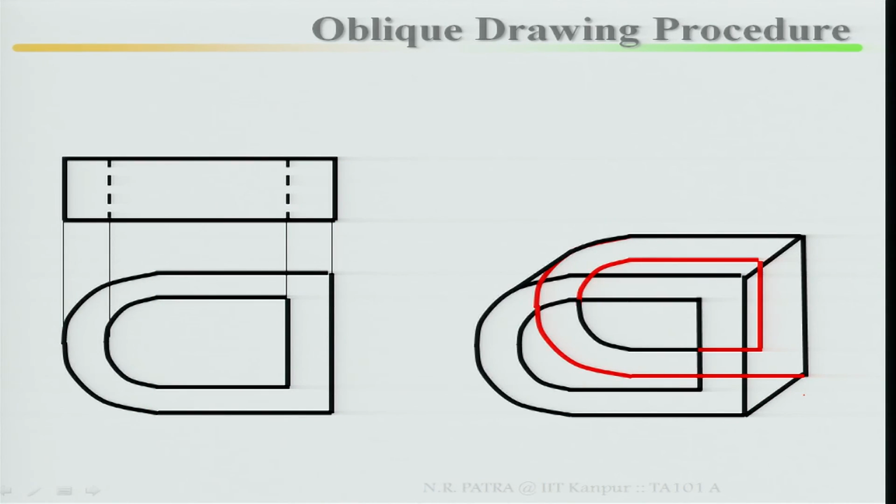You see, this part I am not going to see in oblique, the red mark. You have to erase it, because this is your inside. So I have taken it out. Now, how does it look? This is what your oblique drawing looks like.